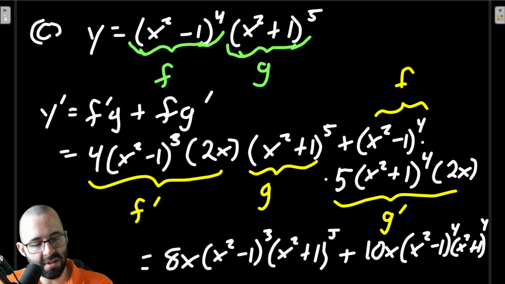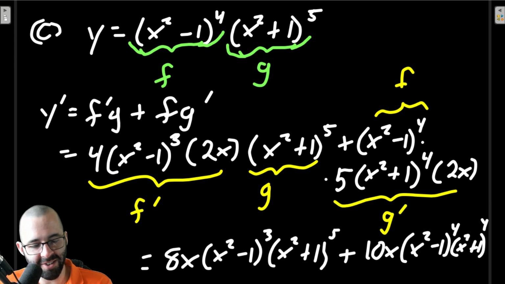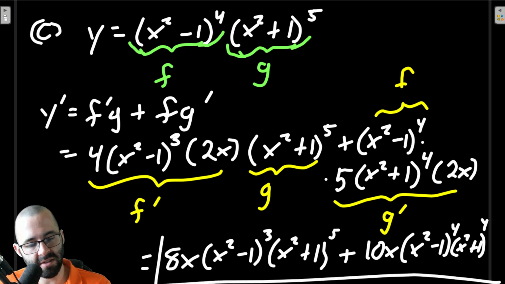And then a lot of times it's not terrible to just end here, but you can actually go a little bit farther. So we can just factor out a greatest common factor. But let's just end here for now. This is good.